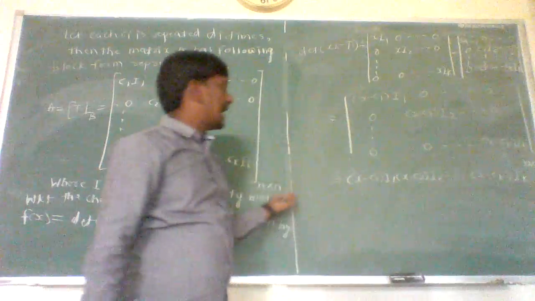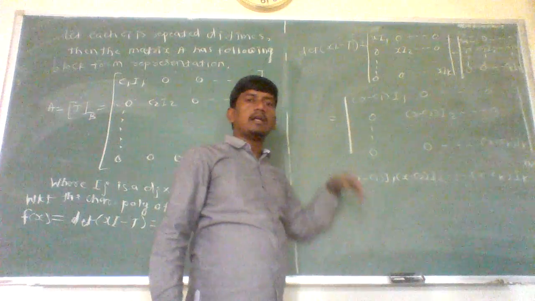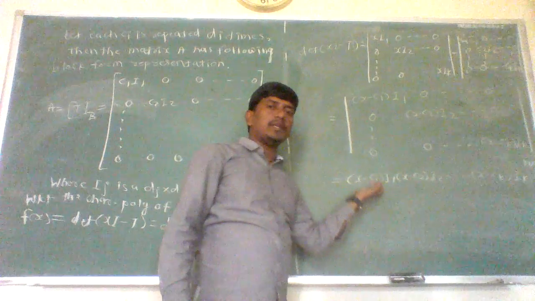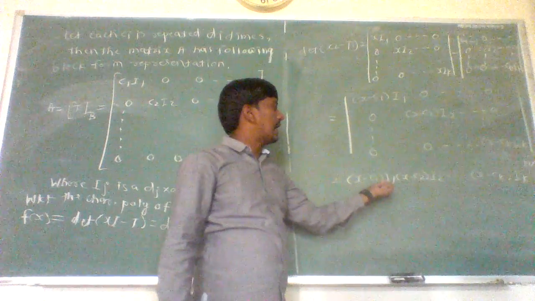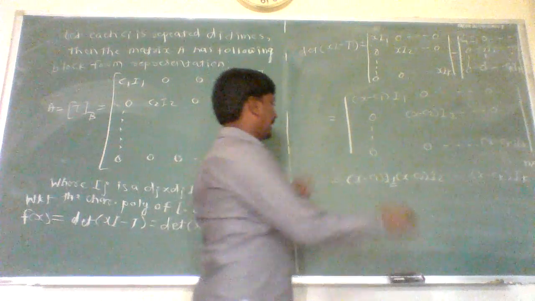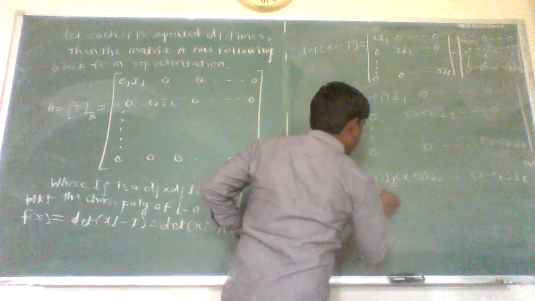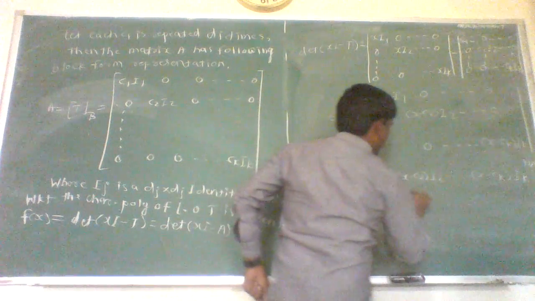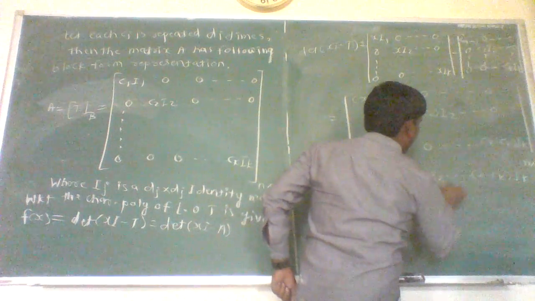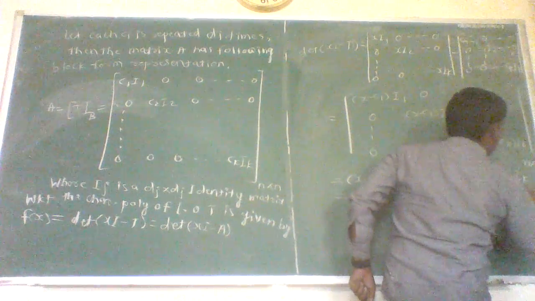Now, each Ij is a dj cross dj matrix. Therefore, each ci is repeated di times, and the corresponding identity matrices are given. Then, as each ci is repeated di times, it is nothing but x minus c1 to the power d1, into x minus c2 to the power d2, up to so on, x minus ck to the power dk. And which is nothing but the determinant of x minus T.